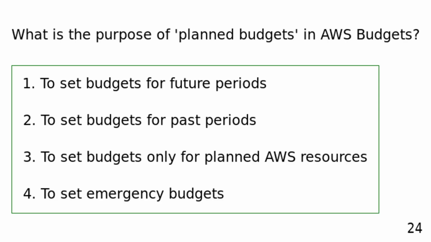What is the purpose of planned budgets in AWS Budgets? To set budgets for future periods. To set budgets for past periods. To set budgets only for planned AWS resources. To set emergency budgets.